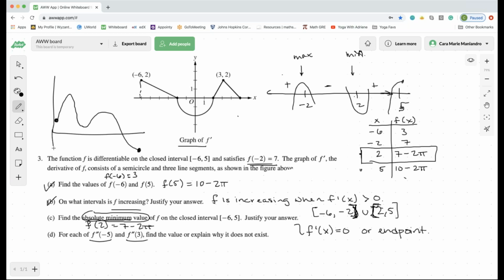So what's my absolute minimum? This is a minimum, right? Right here. But this is the absolute minimum because it's closed there. So this point most certainly qualifies, but we have to check the endpoints. It's really easy to forget that. Super easy. Does that answer your question?